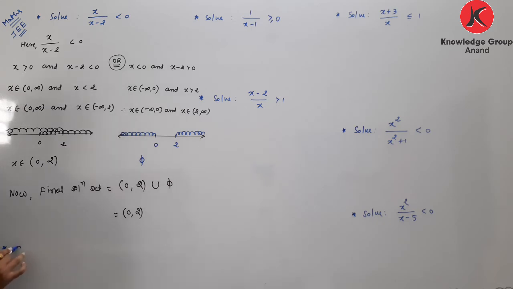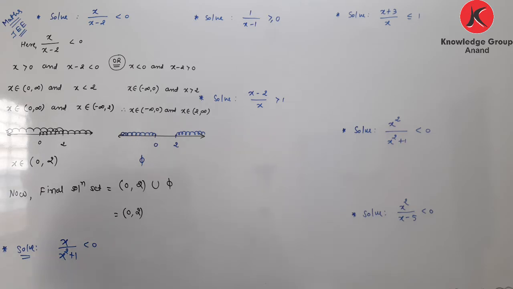Next, I am telling you one question similar to this: solve this inequality x divided by x square plus 1 less than 0. Here x square plus 1, we know that this term is always positive. X square plus 1 is always positive term.